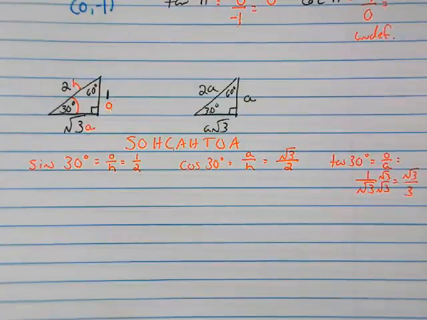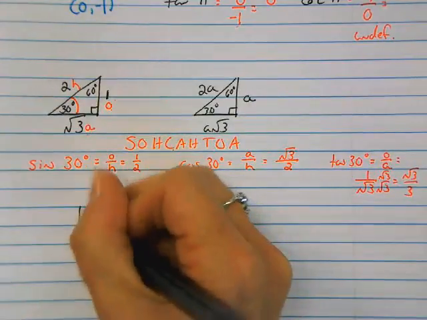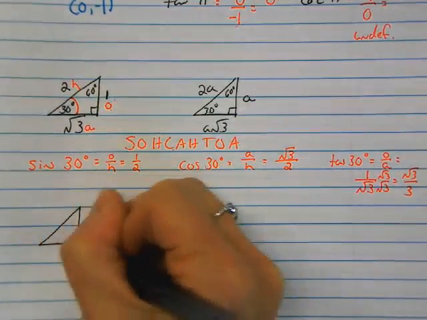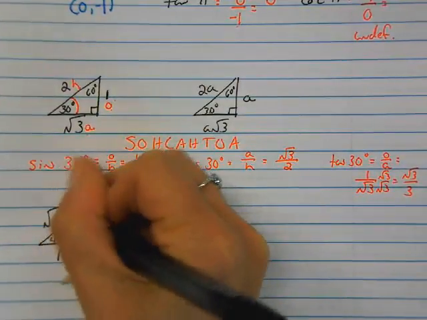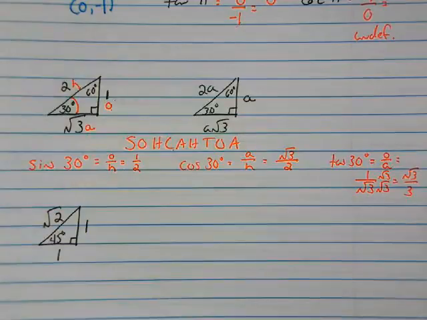Now I want to look at the 45, 45, 90 triangle. 1, 1, square root of 2. Or, if you had it, it was A, A, A square root of 2. But I need the A's to become 1 now, because we're dealing with a unit circle.